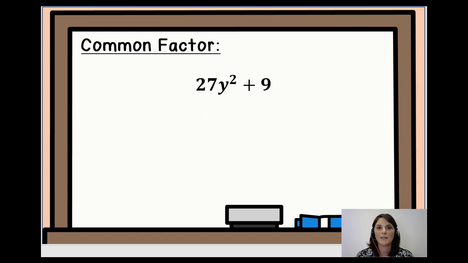27y squared plus 9. If I look at the question, I don't have any y's in the second term, so I know my GCF is not going to have a variable. So let's just look at the coefficients, or the numbers. 27 and 9. What is common between 27 and 9? And what's the highest number that's common between them? Go ahead and think about that for a minute and then write down your answer. Okay, the greatest common factor is 9.